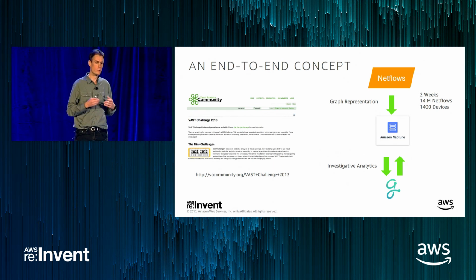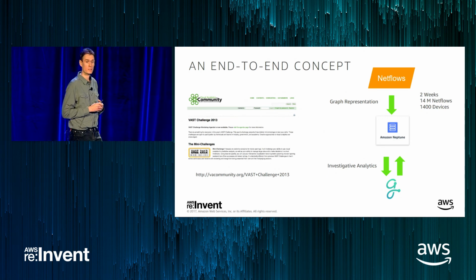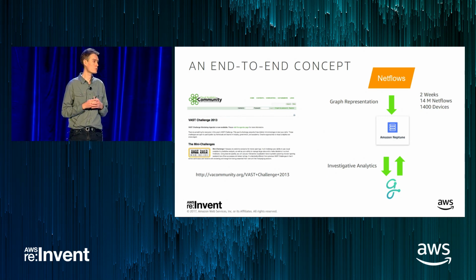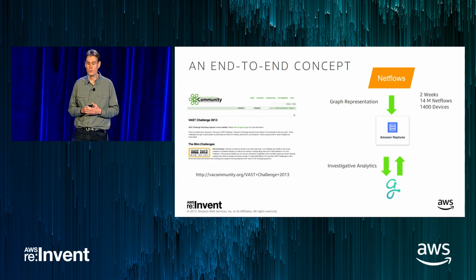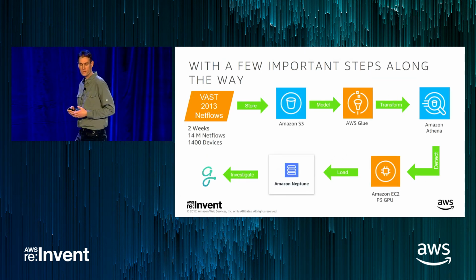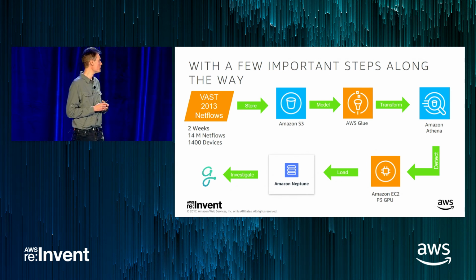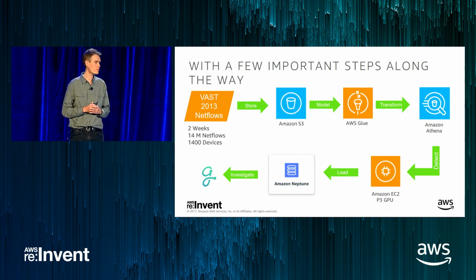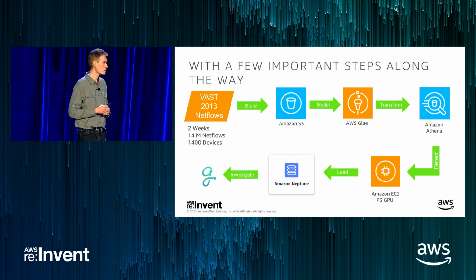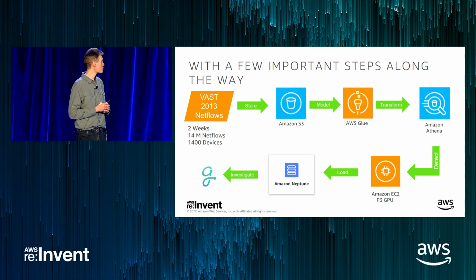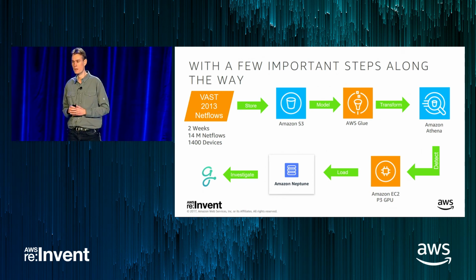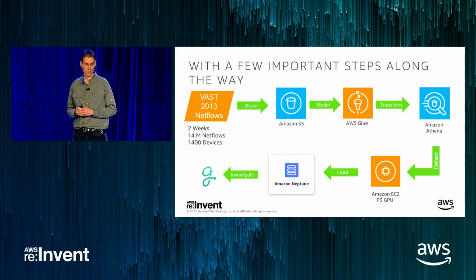So what we want to do is take these net flows, put them into some kind of graph representation, maybe do some processing over it, add some information, add some analytics to it, and then put it into the visual investigative tool and try to find out more about it. But there's a few important steps along the way. We took the net flows that are available on VAST, and you can go to their website and download them yourself if you're interested. And we put them in S3, which is a natural place to start.